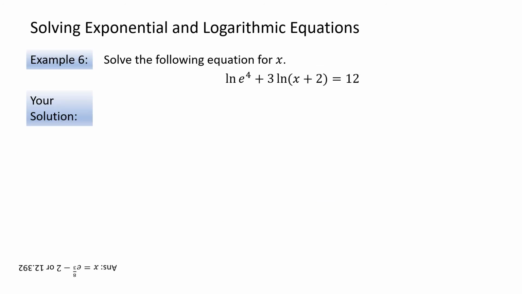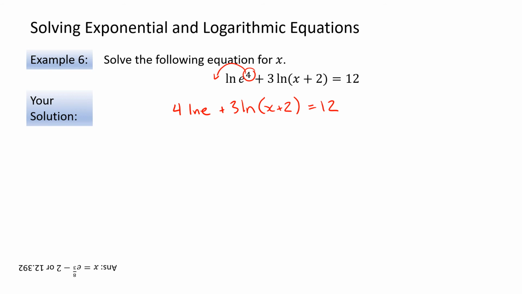So now we're going to use all of these rules, and we're going to look at a few examples. Solve the following equation for x: ln of e to the exponent 4, plus 3 times ln of (x plus 2), is equal to 12. My first step here is I see that I can eliminate one piece. I have an exponent, so I can move it down. So this becomes 4 times ln of e, plus 3 ln of (x plus 2), and that is equal to 12.